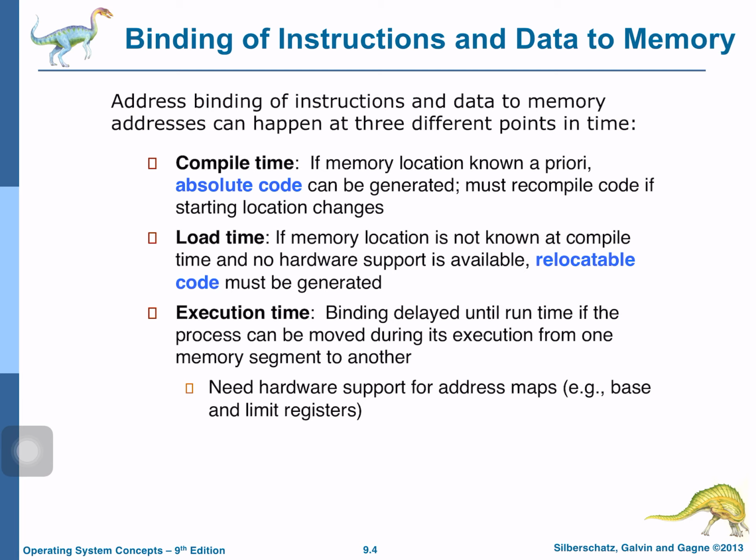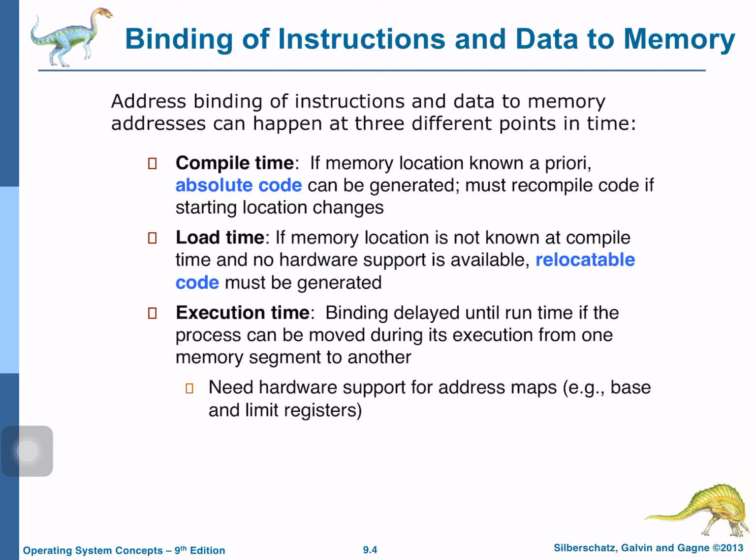The second one is during load time. If the memory location is not known at compile time and no hardware support is available, relocatable code must be generated. Meaning now it has to create the relocatable code. Next, only then will it bind that relocatable code to the physical memory.